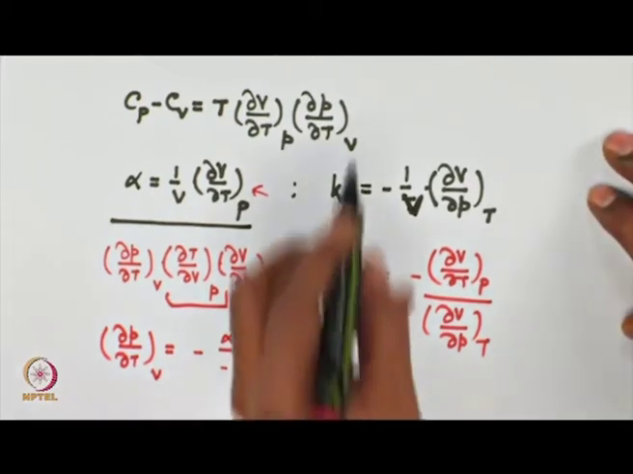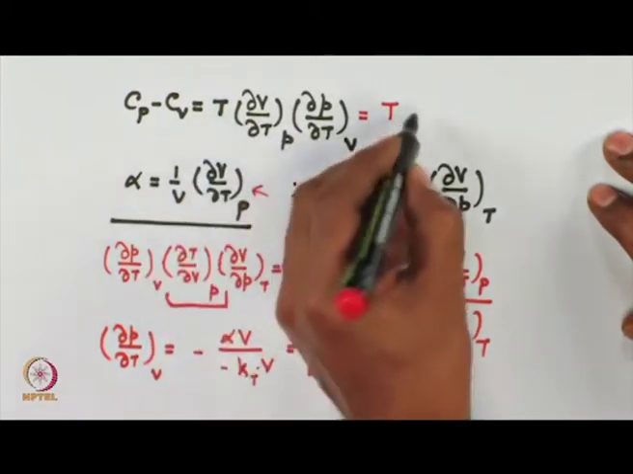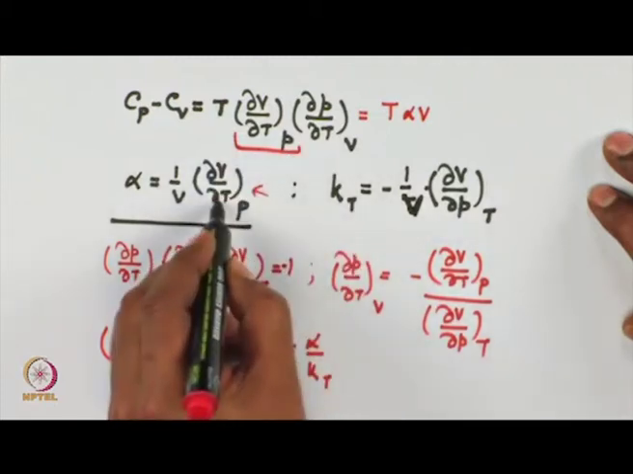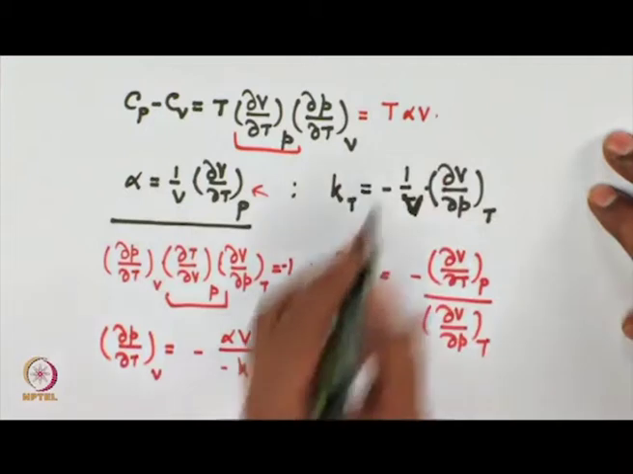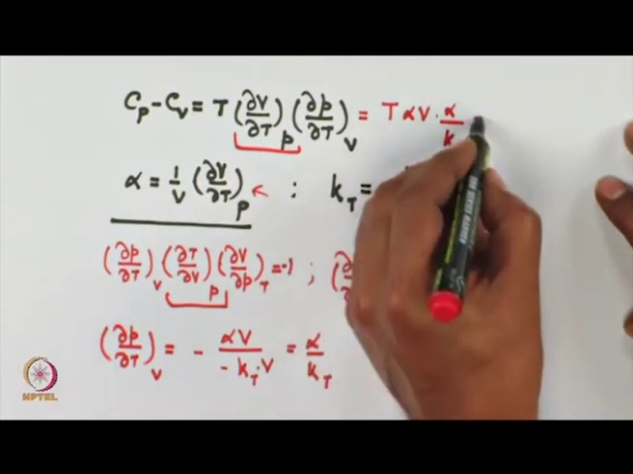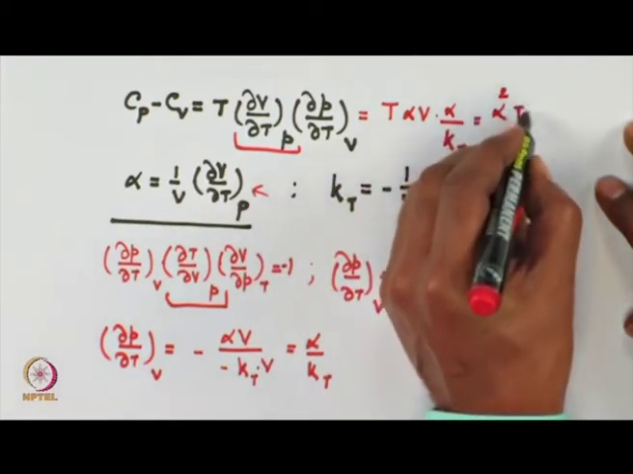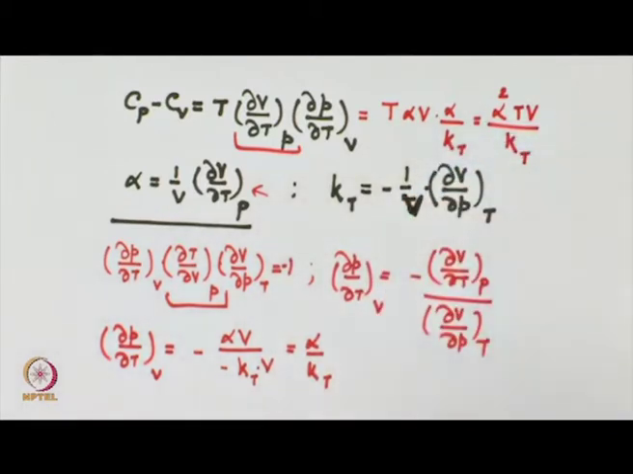And now if I substitute over here, what do I have? T. For this I will use alpha V, for ∂V/∂T at constant pressure, into alpha over kT, which is equal to alpha squared T V over kT. This is what was asked from us.